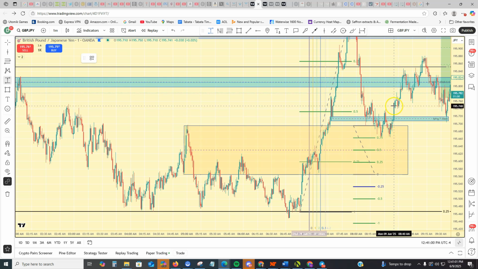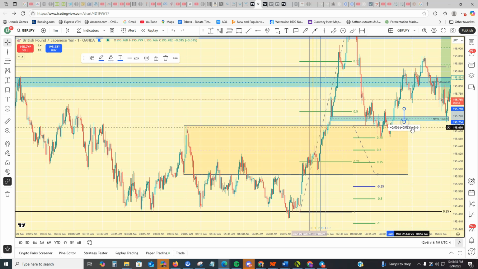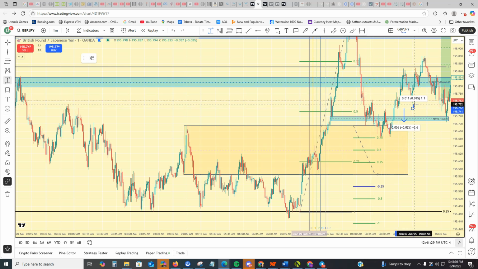And depending on how this moved, I might have even just jumped right in, because of the rejection here. So I would have thought it was going to run fast, and I'm going to enter here. The stop loss would have been on the other side of this. And so that's 3. That's 4. So let's see if we would have gotten 12. 12. Got it.